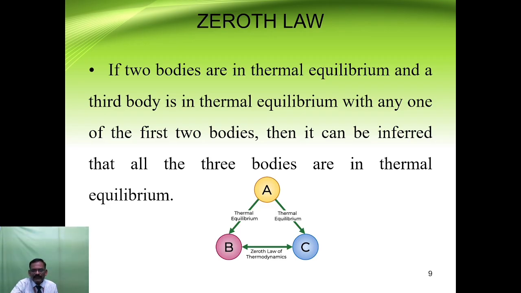Here in the picture, body A is in thermal equilibrium with B and separately in thermal equilibrium with C, then bodies B and C are in thermal equilibrium with each other. So as per the zeroth law of thermodynamics, we can say that bodies B and C are in thermal equilibrium with each other. This is the concept behind the zeroth law of thermodynamics.